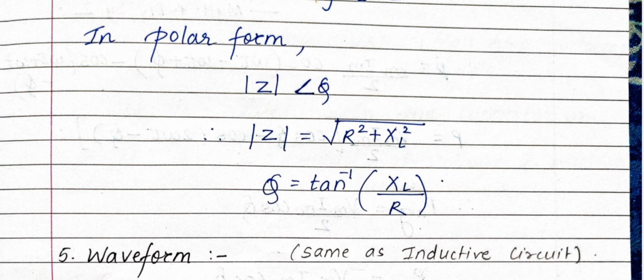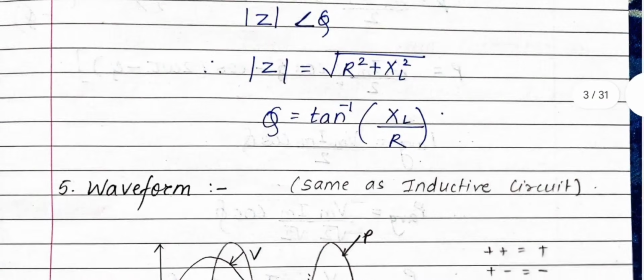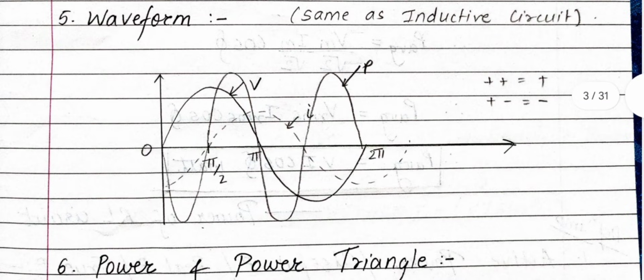Okay, so this was the explanation for the impedance triangle. Then we have the waveform. Yes, this is my favorite part because it is very interesting to make waveforms. So here in this waveform, as we have studied in AC circuits, due to pure inductance, whatever the waveform was for it, that same waveform is drawn over here.